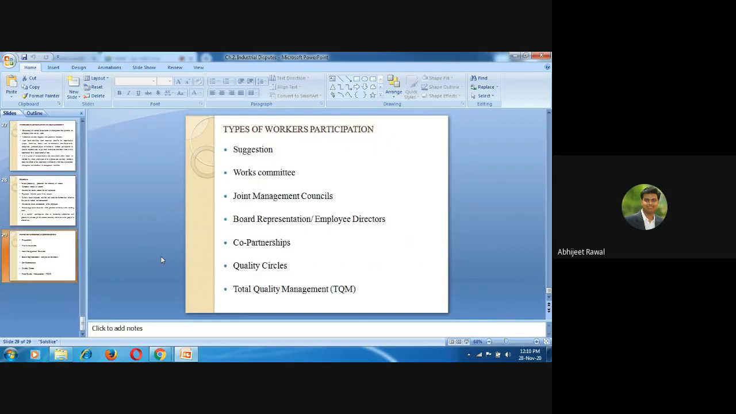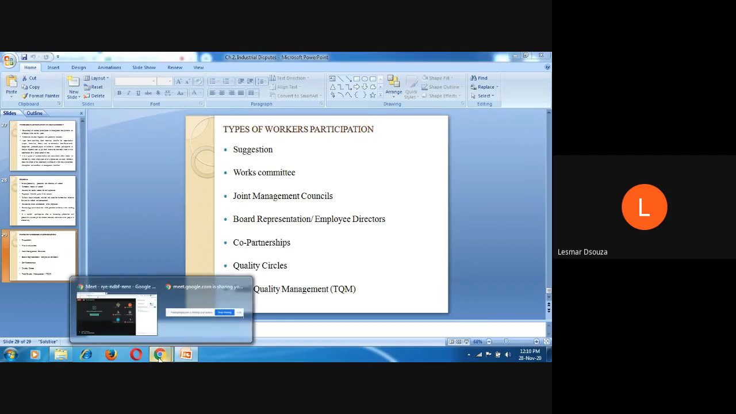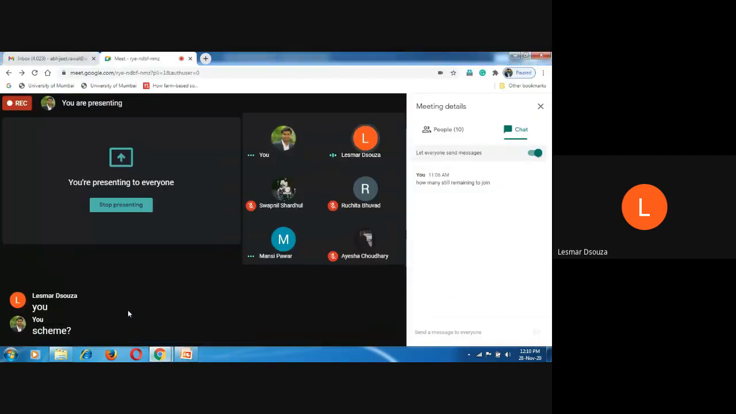Now there are different types of participation you can see. First you have a suggestion scheme. Now what is a suggestion scheme? What do you mean by suggestion scheme? Anyone can tell? उसका क्या मतलब है सजेशन स्कीम का?